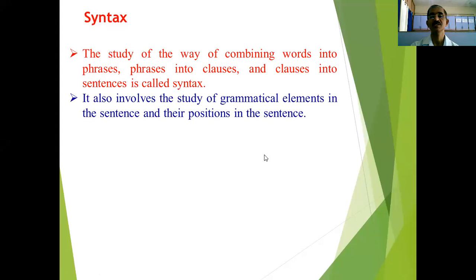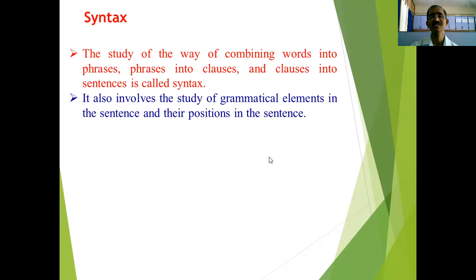Whenever we combine words, that becomes phrases. When we combine phrases, that becomes clauses. And when we combine clauses, that becomes sentences. In this way, we have the definition here: the study of the way of combining words into phrases, phrases into clauses, and clauses into sentences is called syntax.